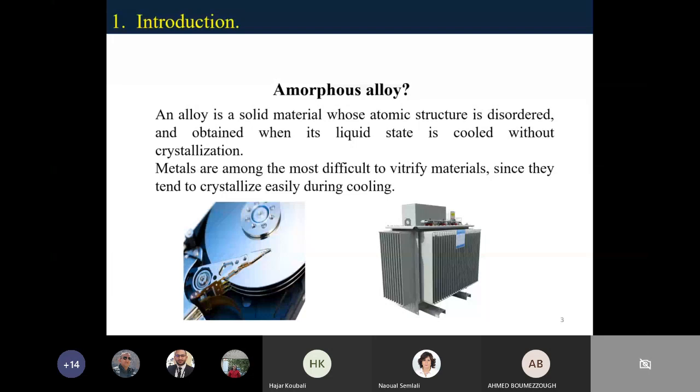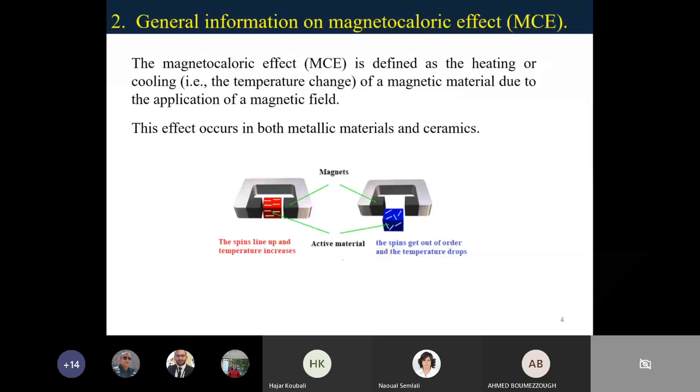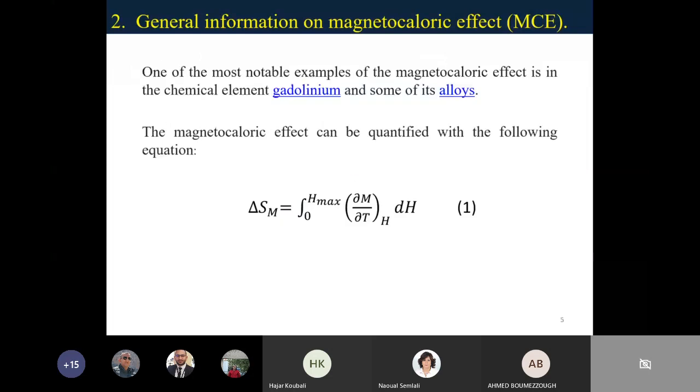Now, we move on to general information on the magnetocaloric effect. The magnetocaloric effect is defined as the heating or cooling of a magnetic material due to the application of a magnetic field. This effect occurs in both metallic materials and ceramics. The following figure shows the principle of the magnetocaloric effect. When applying a magnetic field on a magnetic material, the spins line up and the temperature increases. And when we cancel the magnetic field, the spins get out of order and the temperature drops. One of the most notable examples of the magnetocaloric effect is in the chemical element gadolinium and some of its alloys. The magnetocaloric effect can be quantified with the following equation, as seen in the slide.